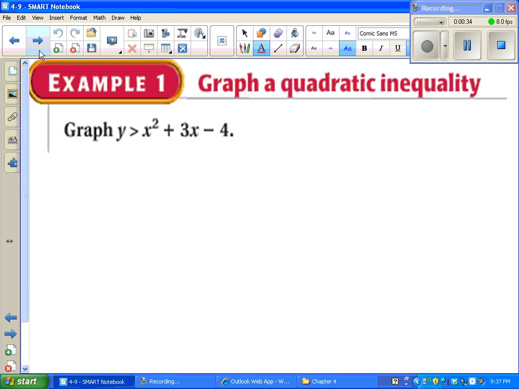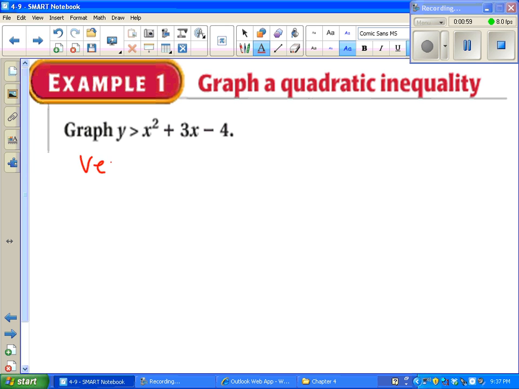So you have learned a lot of ways of graphing a quadratic inequality. You've learned how to graph using intercepts. You've learned how to graph using a table. You've learned how to graph using a vertex form. You can use any one of those methods to graph. I think the easiest way is to find the vertex and then find a couple more points.